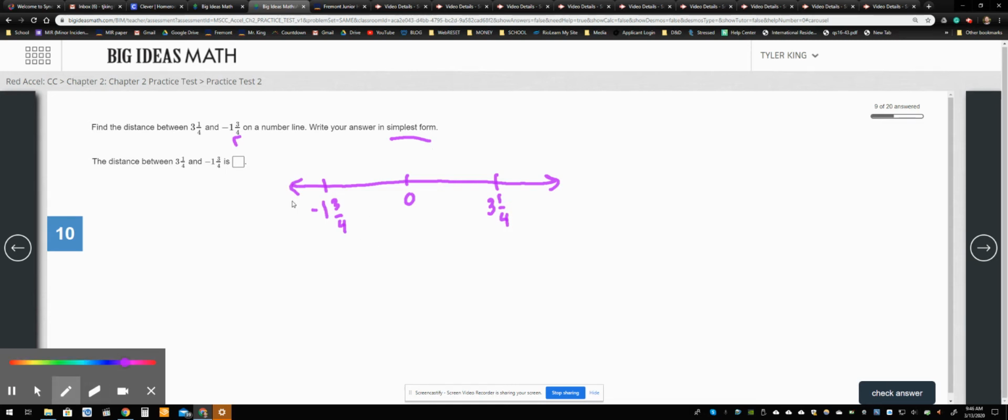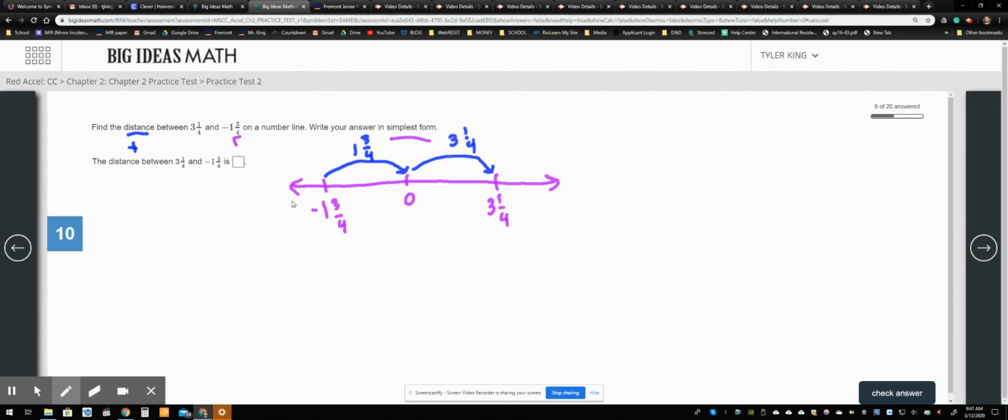So when we're finding the distance, distance is always positive. So our answer is going to be positive. It will never be negative. Then we can say the distance from -1 and 3/4 to reach 0 is going to be 1 and 3/4, and to get from 0 to 3 and 1/4 is going to be 3 and 1/4.